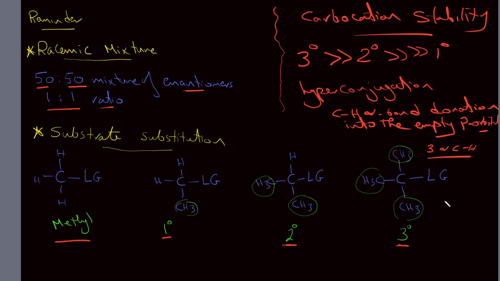So for these three, you have 9 carbon-hydrogen sigma bonds. Here you have 6 carbon-hydrogen sigma bonds. Here you have just 3 carbon-hydrogen sigma bonds. Here you have none. So primary is only stabilized by 3 carbon-hydrogen sigma bonds. Secondary is stabilized by 6 carbon-hydrogen sigma bonds. Tertiary is stabilized by 9 carbon-hydrogen sigma bonds. So the more the better. That's why a tertiary is way more stable than secondary, which is more stable than primary.